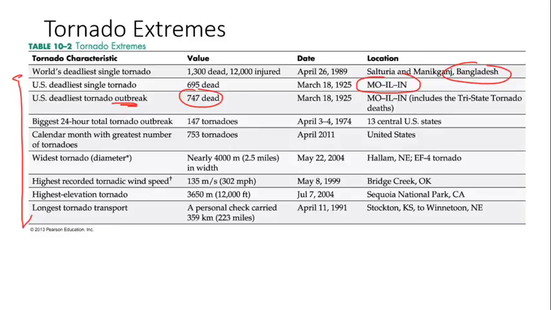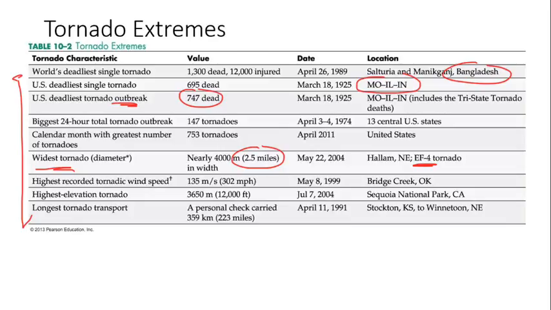Let's see, what else do we have? Widest tornado, diameter-wise, looking at one that is 2.5 miles wide. That is a crazy tornado. It was actually an F or an EF4.